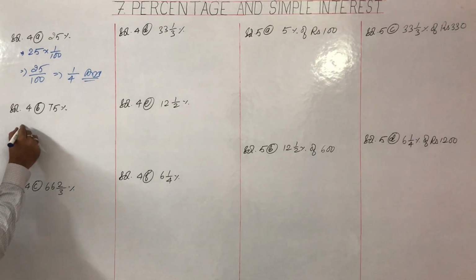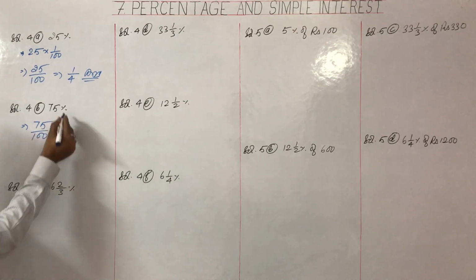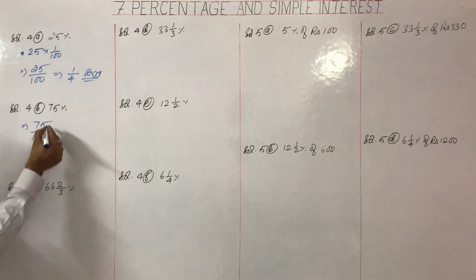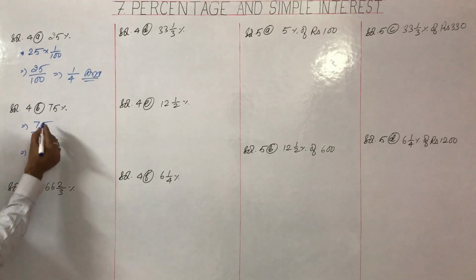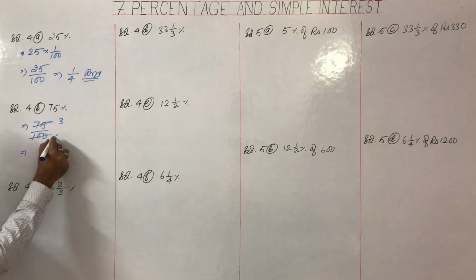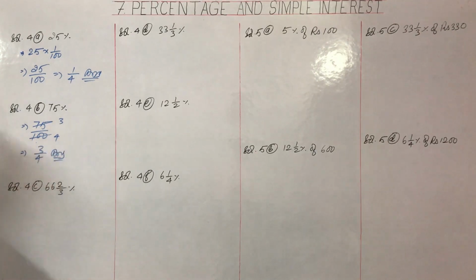Similarly, 75. So 75, and divide this number by 100, or replace the percent sign by writing 1 by 100. In the next step, 75 divided by 100: 25 3s are 75, 25 4s are 100. So 3 by 4 is the fraction.